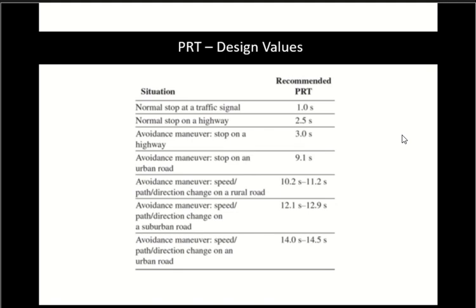Okay, if you face the same situation on an urban road, see the situation is the same. Avoidance maneuver, stop. This is on a highway, this is on an urban road. Time more or less? More. On an urban road, time is more. Situation is the same. Something unexpected happens and I am stopping. Why do I need more time on urban roads? Because of the congestion.